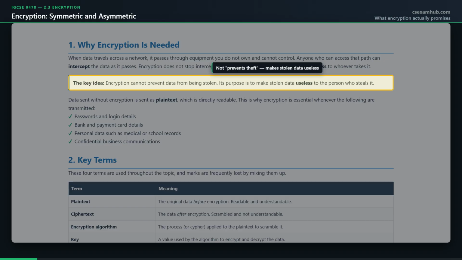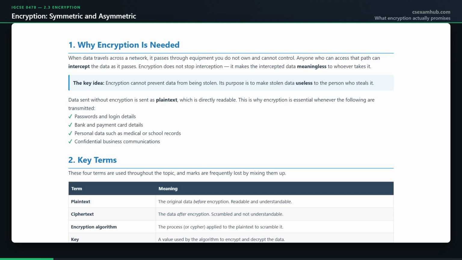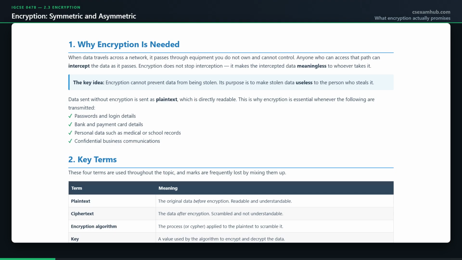So if an exam question asks what encryption is for, the answer is not that it prevents data being stolen or stops hackers getting in. It is that it makes stolen data unreadable or useless to the person who steals it. Answers that claim encryption prevents interception are not credited, and that is a very easy mark to throw away.